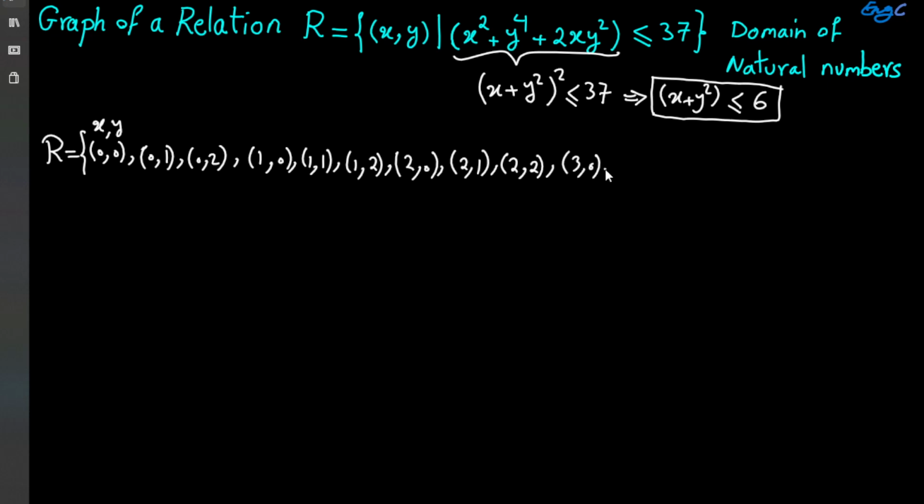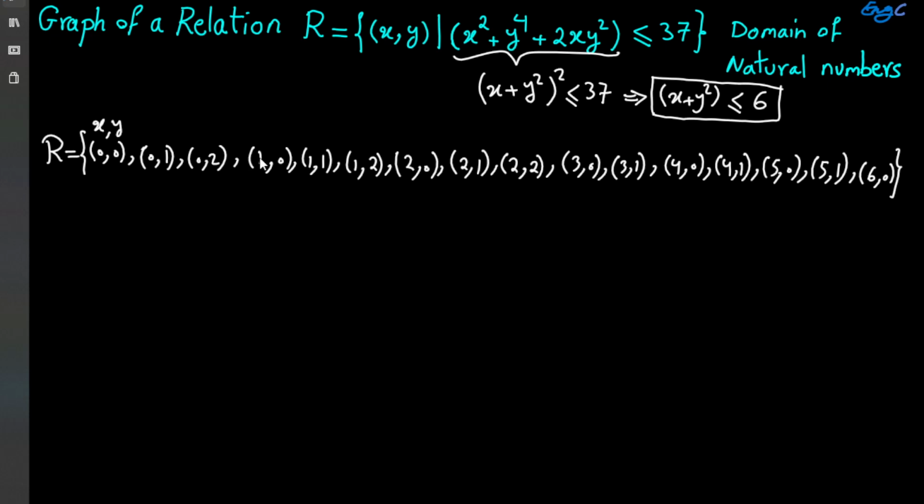So we move on. 3, 0 works. 3, 1 works, because 3 plus 1 is 4. 3, 2 doesn't work, because 3 plus 2 to the power 2 becomes 7, and that does not satisfy this. So we go to 4, 0 and 4, 1. 4 plus 1 is 5, but 4, 2 doesn't work. The next one is 5, 0. That works. 5, 1 also works, right at the threshold, because it becomes 5 plus 1, 6, and the only thing that works with 6 is 6 and 0, nothing else. So this is the raster method of representing this relation R.